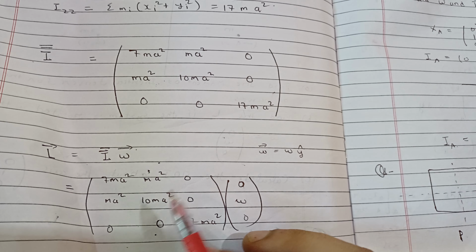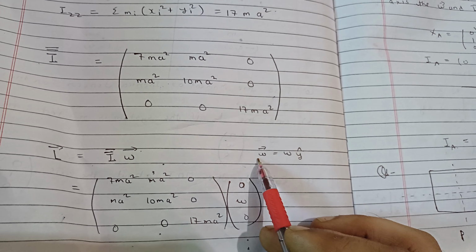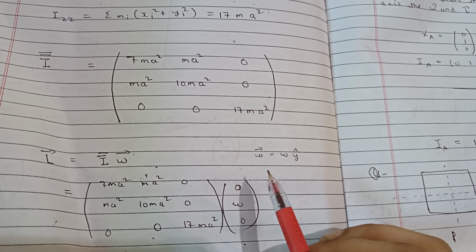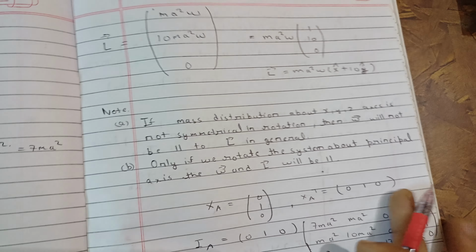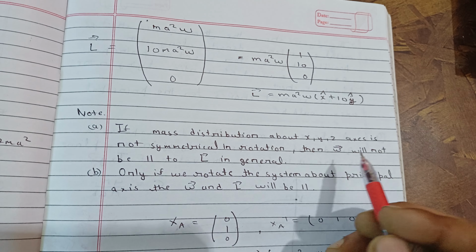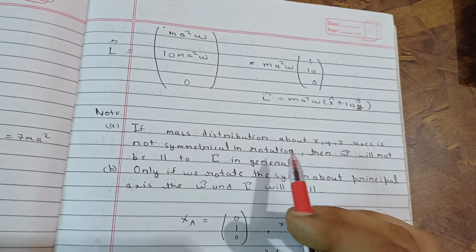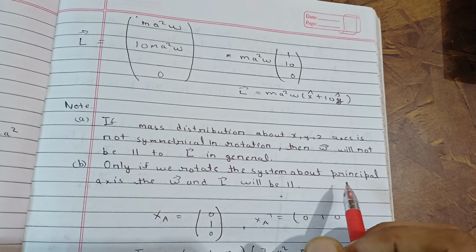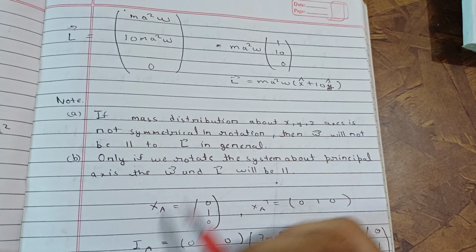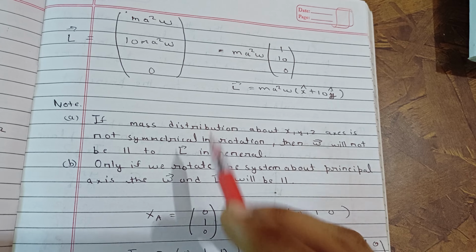So see here, we don't have the same direction for angular velocity and angular momentum. But when we were doing the symmetrical axes and finding the moment of inertia, there we got the same direction for omega and L. So it is not always true that they should be in the same direction. That is a general case, meaning they need not be equal in general. If the mass distribution about the xyz axes is not symmetrical in rotation, then omega will not be parallel to L in general. It can be equal, but in general it is not equal. Only if we rotate the system about the principal axis, omega and L will be parallel. This we proved already when we discussed all the symmetrical axes.